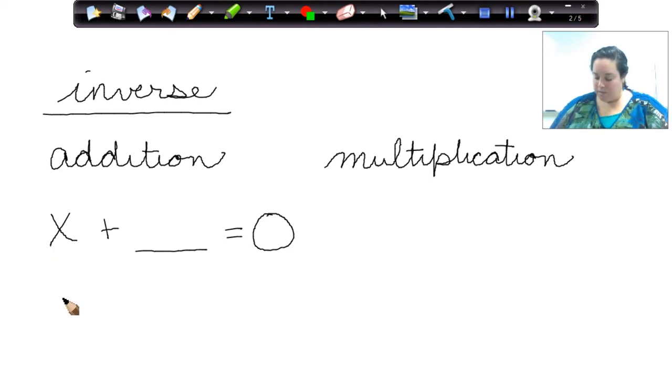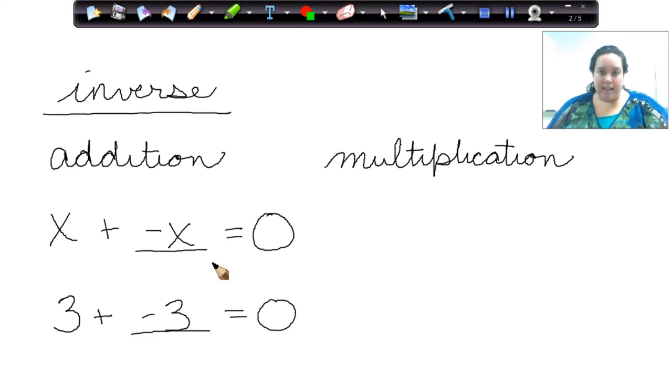Let's use real numbers. So let's say we have an integer, 3 maybe. What do we need to add to 3 to get 0? Negative 3. So 3 plus negative 3 is 0. So if we had just an arbitrary x, x plus negative x is 0. So there's an inverse. x and negative x are inverses of each other. 3 and negative 3 are inverses of each other.